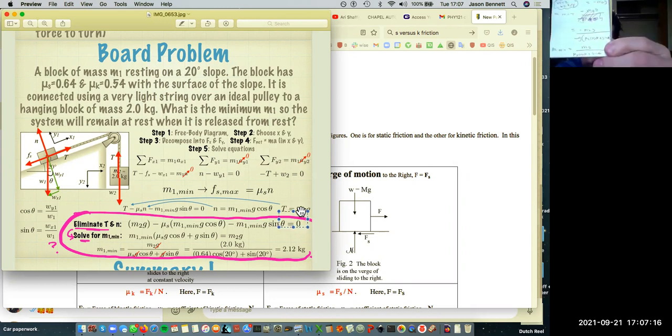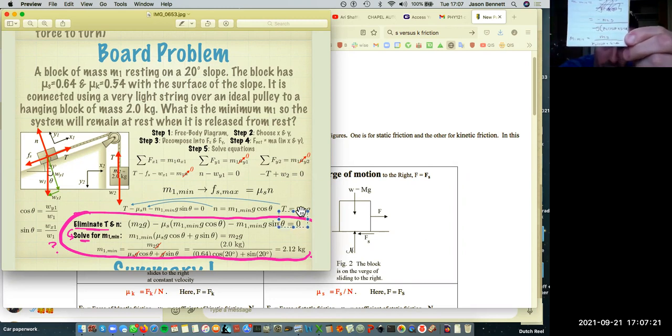So it's no g's, they cancel the g's in the very last step. So it's M1 min equals M2 over mu S cos theta plus sine theta. And then you just plug stuff in.